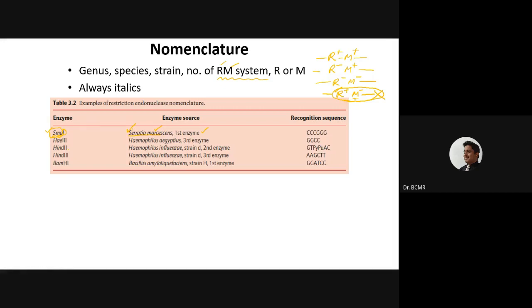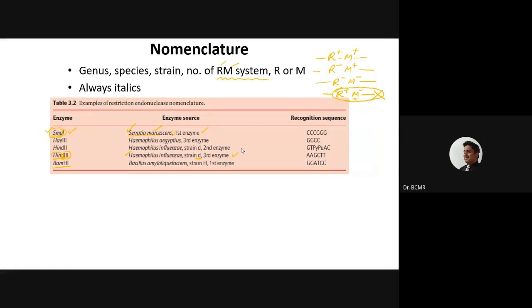Okay. And in some cases, we were also discussing, let's take HindIII and BamHI. HindIII is for Haemophilus influenzae, and d is the strain name. Some of them do not have a strain name. As in the case of SmaI, there is no strain name, so it is not included. But others may have a strain name, like here d is the strain, so it is put like that. d is not put in italics. And then we have Roman numerals, which indicate that it's the third enzyme isolated from that particular organism.